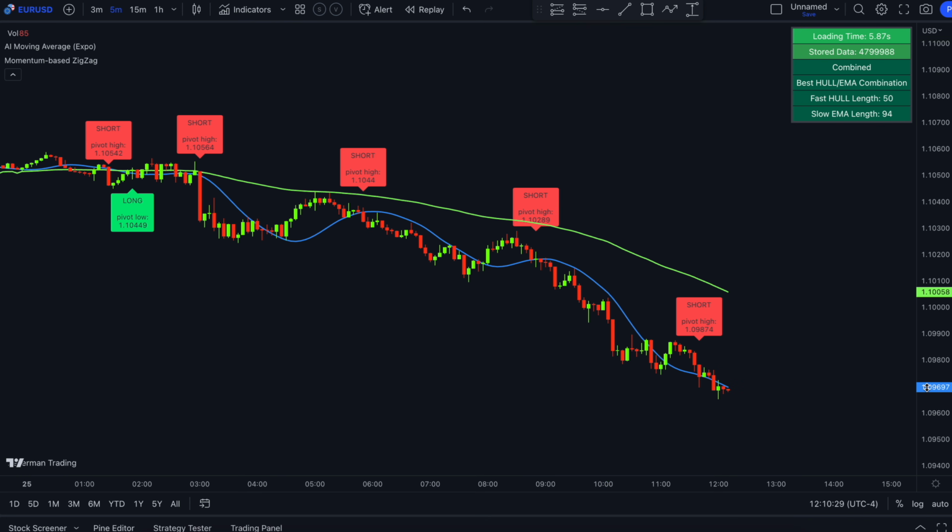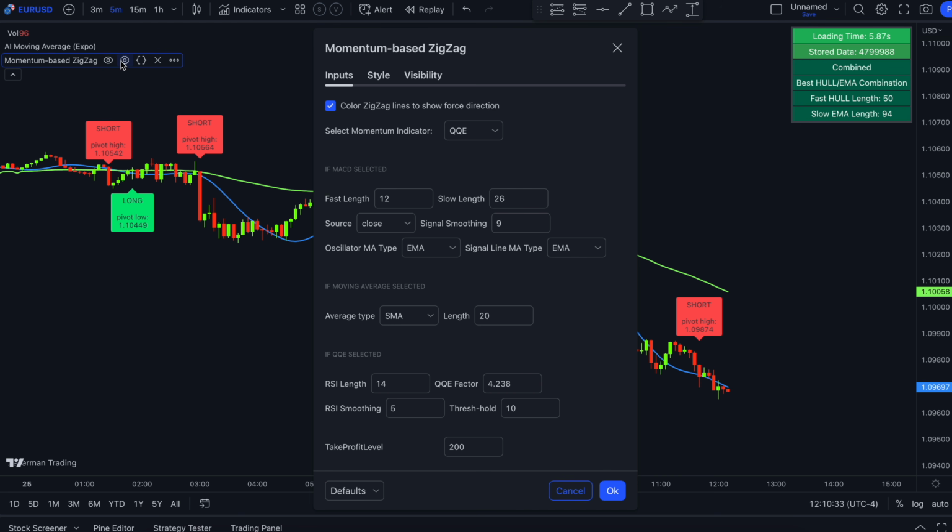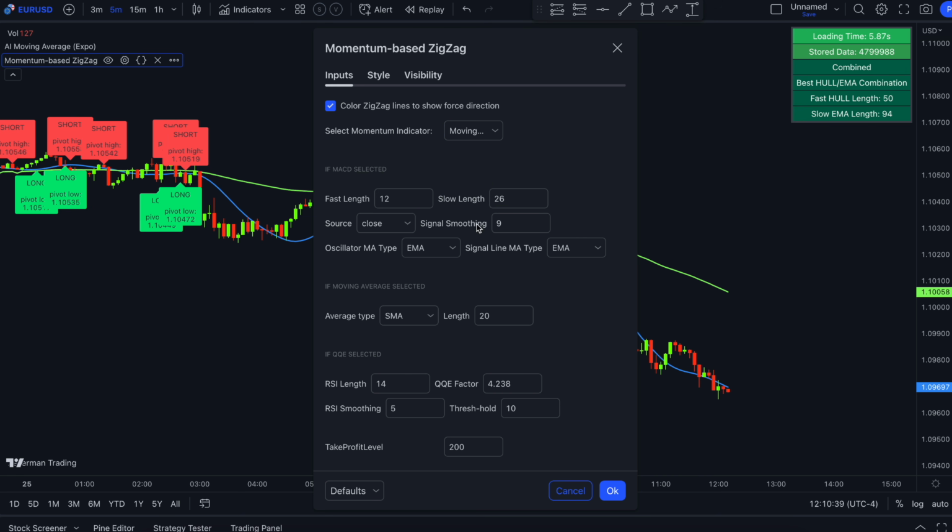If you want to increase the number of trade signals, you can do it by accessing the settings of the Momentum-Based Zigzag and changing the momentum indicator from QQE to moving average. You can also customize the moving average type and length. We will select SMA with the length set at 20.